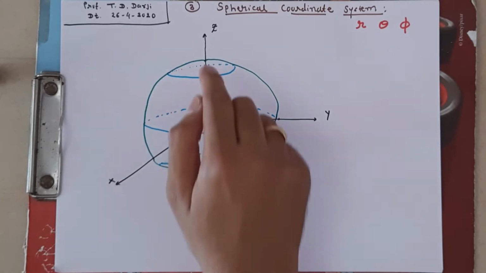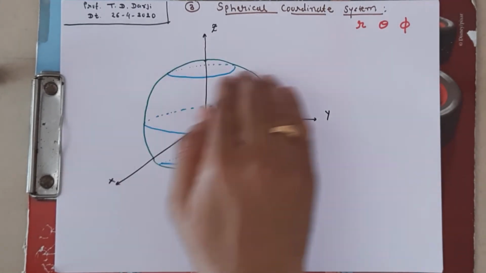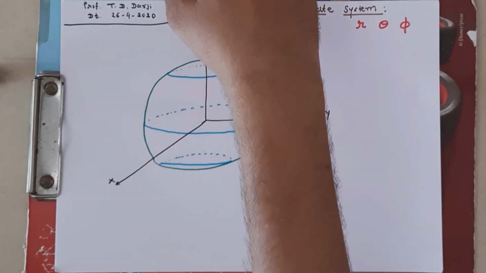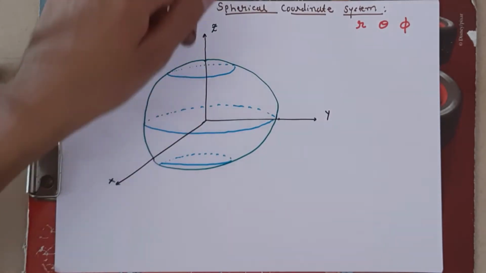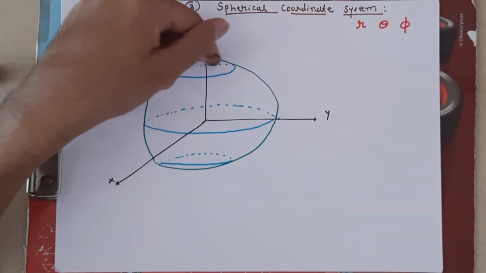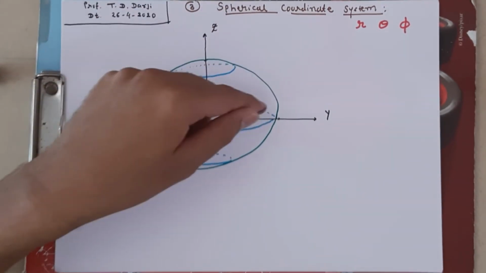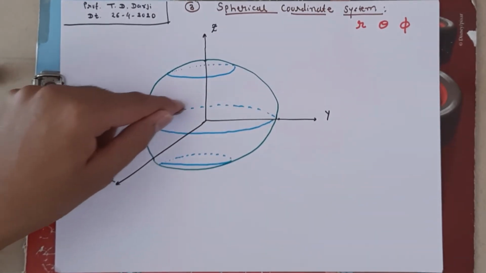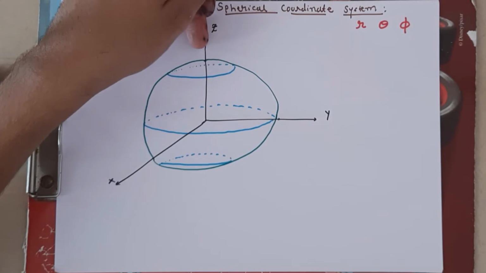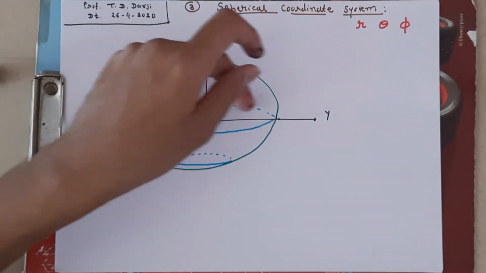Okay, so if I first cut my sphere from the top side, and if I look from the top side, it looks like a very small circle. Next, if I cut my sphere from the center side, and if I look from the top side, it looks like a very big circle.